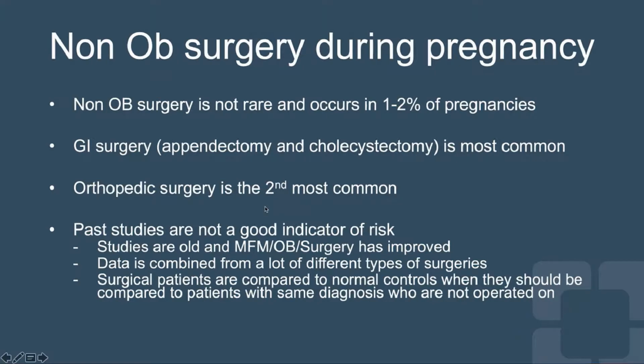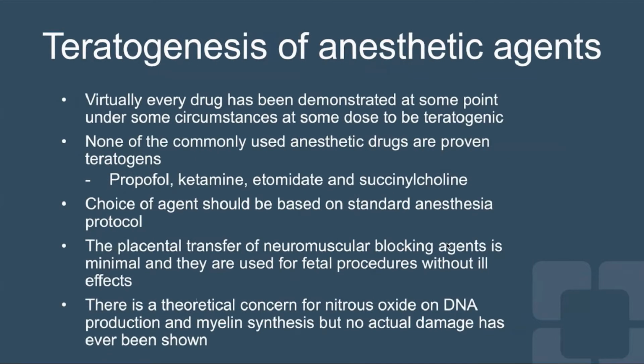Past studies are not really a good indicator of risk. There have been studies that say we should avoid surgery, but this data is combined from a lot of different types of surgeries, and surgical patients are often compared to controls when they really should be compared to pregnant patients who do not get surgery at the right time, who are not operated on. And of course, this has a lot of ethical issues related.